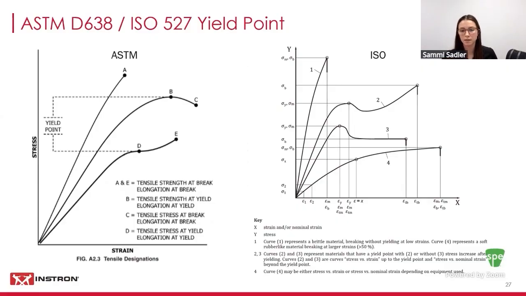From the beginning of the test until that yield point, an extensometer is required by both of these standards to calculate the material's modulus. So it's important that if you're calculating modulus with your material, you must be using an extensometer. These extensometers must meet ISO 9513 class 1 for ISO, and for ASTM, it must meet ASTM E83 class B2. If a specimen yields, the nominal strain calculation must be used from then. So that means from the beginning of the test up until yield, you will need your extensometer. And then once that material yields, that extensometer must be removed and nominal strain will be used from then on.